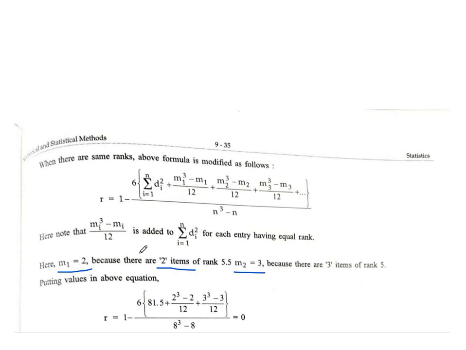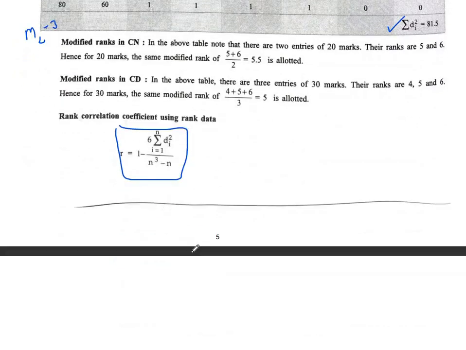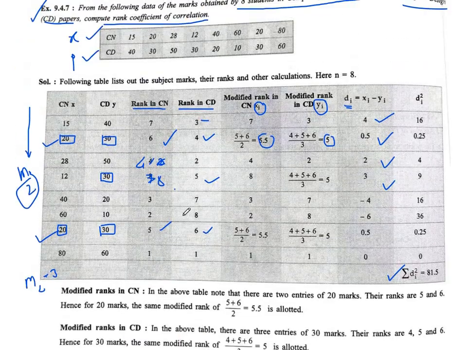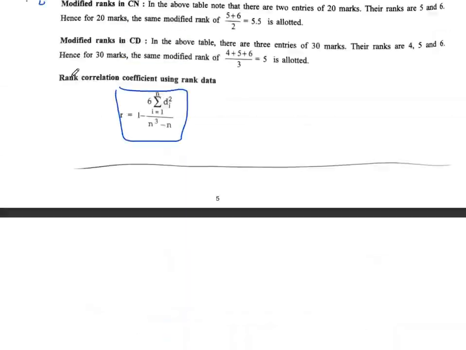So m1 value is 2, that is for this 20. These are the two ranks, so this is the m1 value, and for the 30 these are the three ranks, so that is the value of m2. So the final formula comes in this form. m1 value is 2, so 2 cube minus 2, and this 3, because there are three ranks for the 30 value. Just remember this m1 value is for the 20 value.